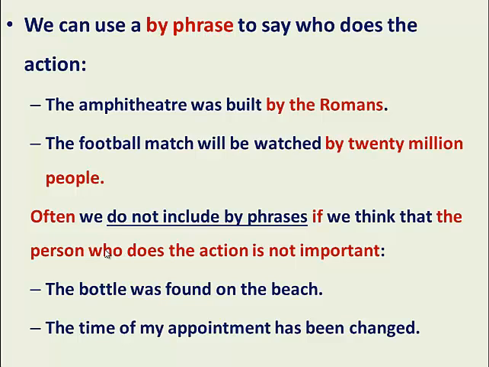We can use a by phrase to say who does the action. For example, the amphitheater was built by the Romans. If I want to mention the subject or the doer, then I use the by phrase. Here is another example. The football match will be watched by 20 million people.